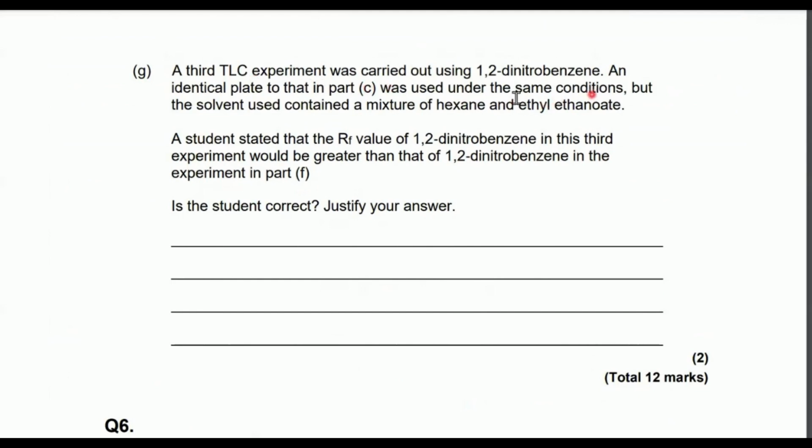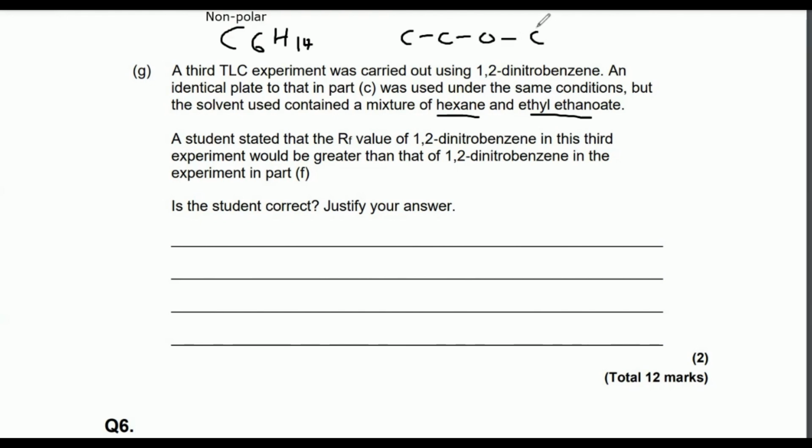A third TLC experiment was carried out using 1,2-dinitrobenzene. An identical plate to that in part C was used under the same conditions, but the solvent used contained a mixture of hexane and ethyl ethanoate. So we now have our non-polar solvent, C6H14, just made of carbon and hydrogen, similar electronegativities, so no polar bonds involved in that molecule. But they've also this time mixed in ethyl ethanoate, which is an ester, made from ethanol and ethanoic acid, bonded together in a condensation reaction.